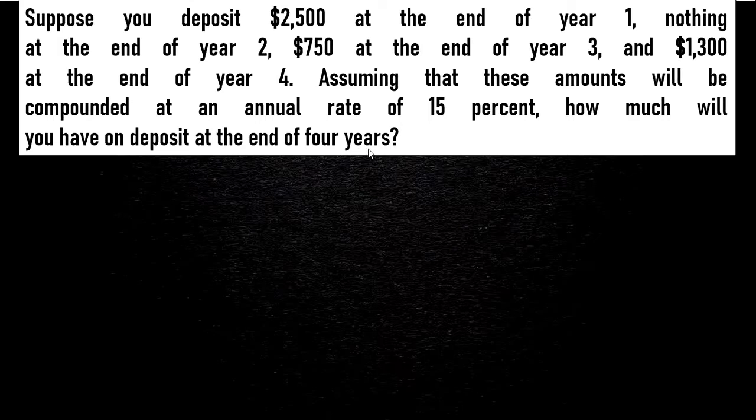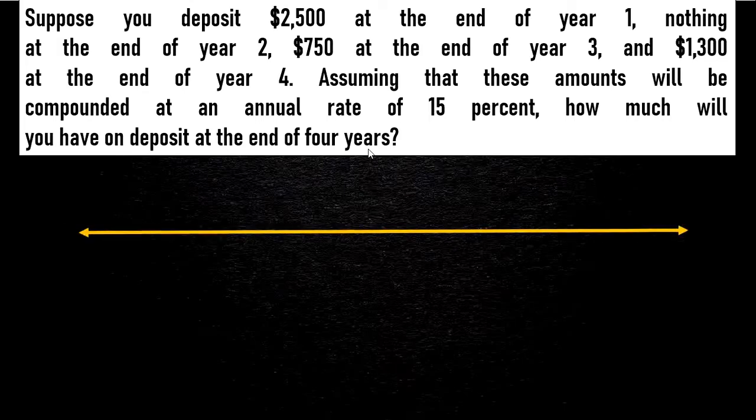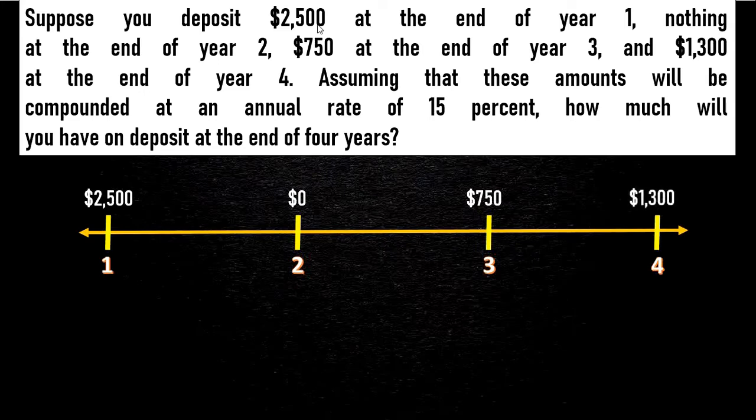So to do such math, the first thing you need to do is draw a graph. Then it will be way easier for you to do the math. So how many years? 4 years, right? You see on your screen, it's a graph of 4 years. So how much do you deposit in the first year? 2,500, right? In the second year, you deposit nothing, that means 0. In the third year is $750, and in the fourth year $1,300.